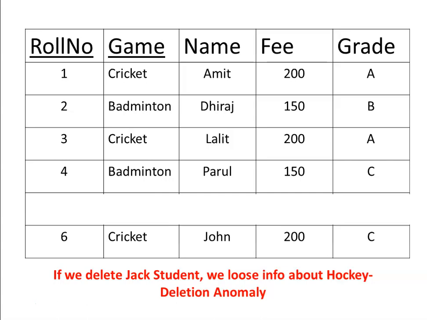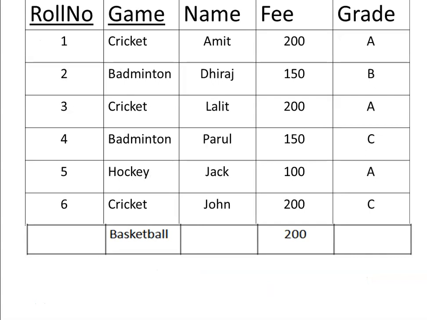It is also suffering from insertion anomaly, because if we want to add a new game, let's say in this case basketball. Obviously you can add a new tuple over here, but what about the roll number of the student? What about the name of the student? What about the grade? Are you keeping it as null or not null? So this is again an insertion anomaly.